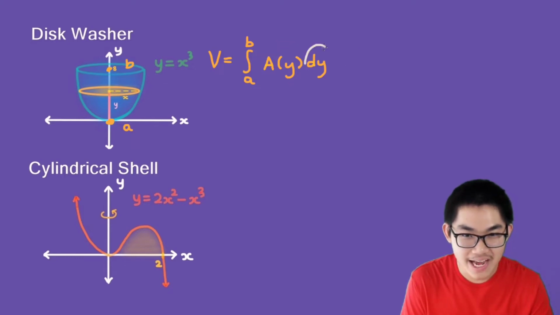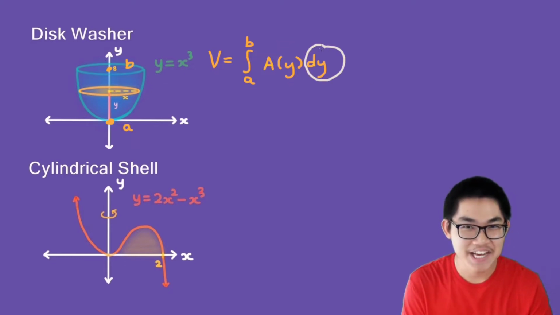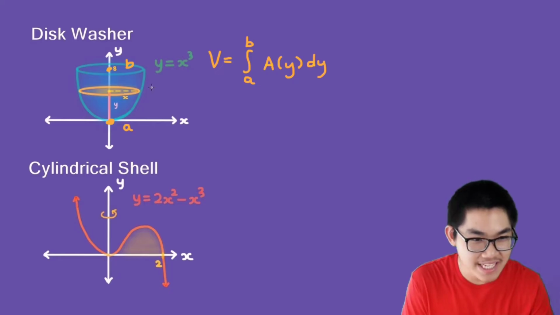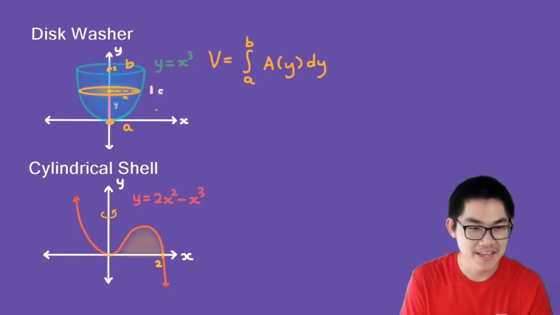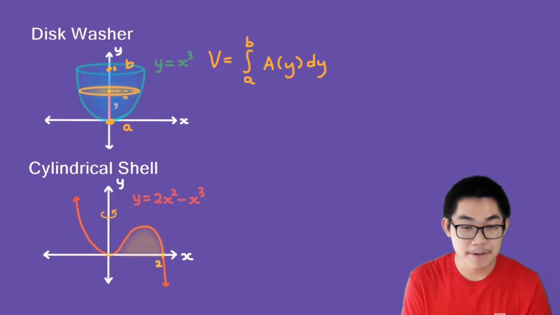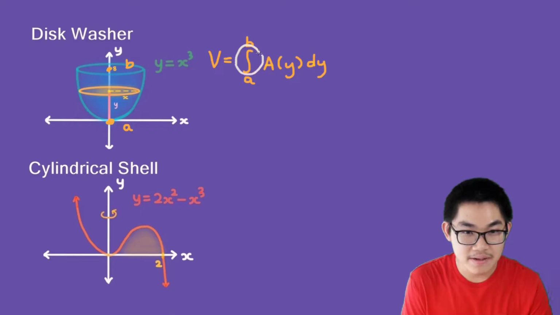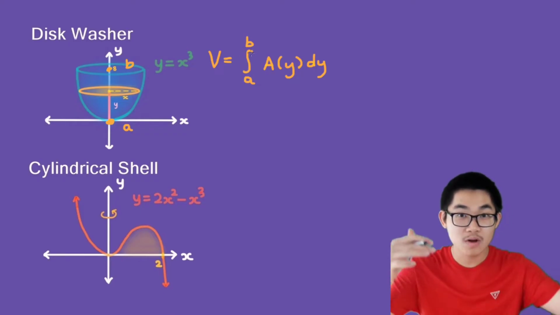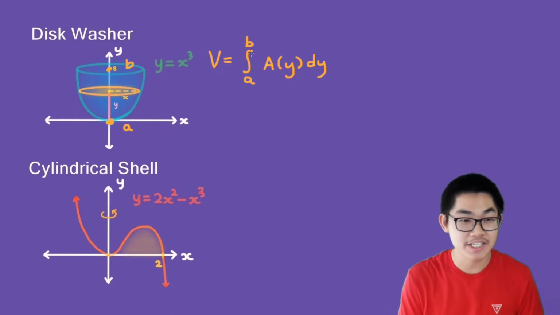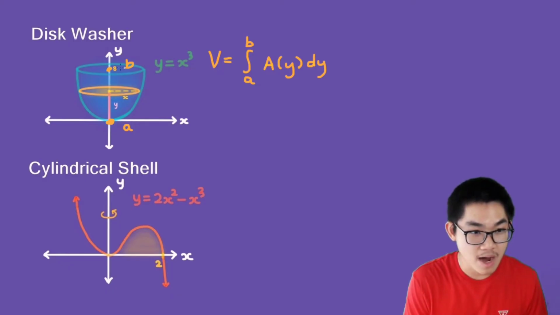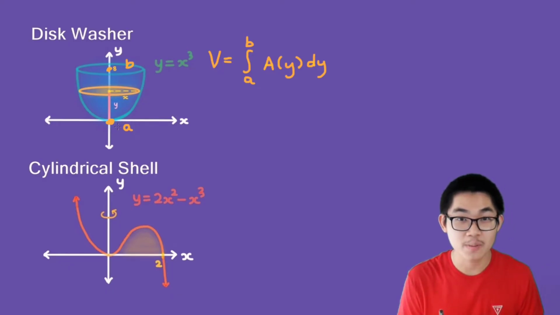where dy is the thickness of this disk. So it's the distance from here to here. That's going to be the thickness of the disk. And at the end of the day, the integral sign means that we're going to add all of the areas of the cross-sections from the top to the bottom. And that's going to give us the volume of this three-dimensional object.